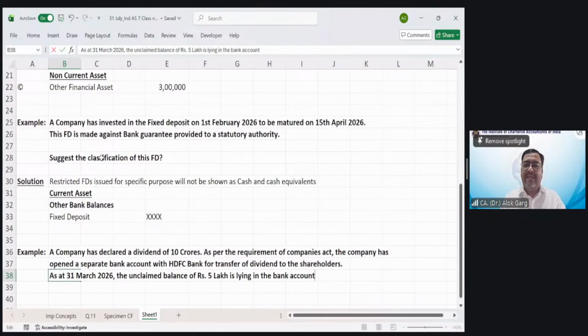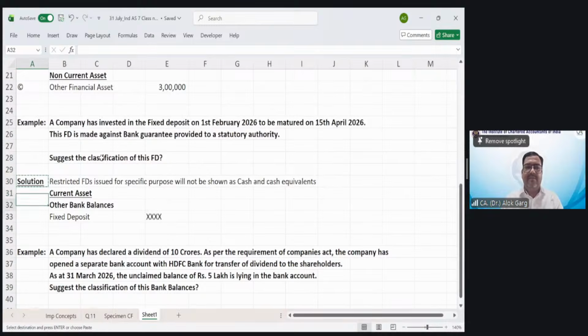So friends, your bank balance will always be a cash and cash equivalent. Your bank is cash, right? Yes or no? भाई आपके जो बैंक में पैसा पड़ा है कैश एंड कैश इक्विवेलेंट होगा ना. So suggest the classification of this bank balance. Will it be current? Yes, it will be current.